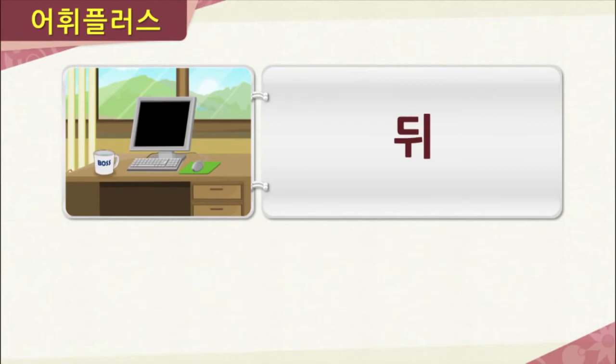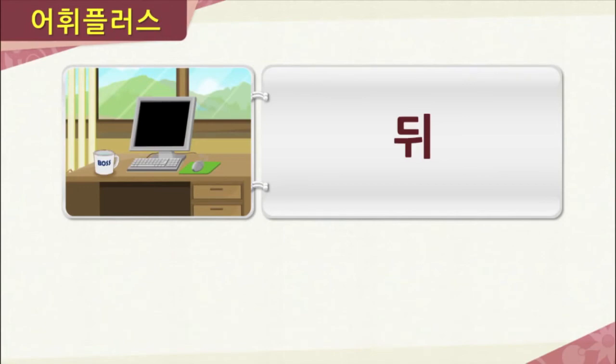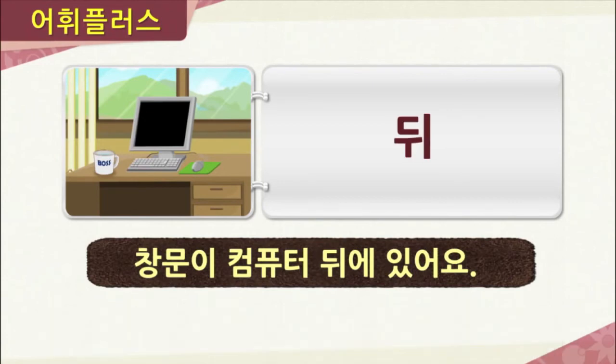Now let's take a look at the word 뒤. In this picture we have a window, and where is the window in relation to the computer? As you can see, the window is behind the computer. So how would we say behind the computer? We would use this word 뒤, and we would say 컴퓨터 뒤. Now, if we want to make a complete sentence and say that the window is behind the computer, we would say 창문이 컴퓨터 뒤에 있어요.